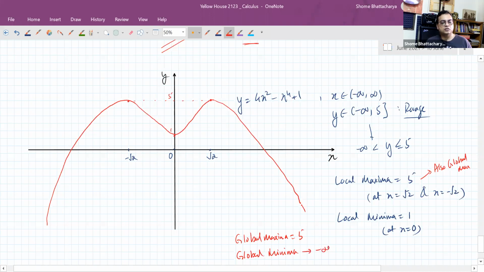Okay, which you can see in the range itself. It's going from minus infinity up to 5. So is it clear now how we got the range from this same analysis about maxima minima only? Yes.